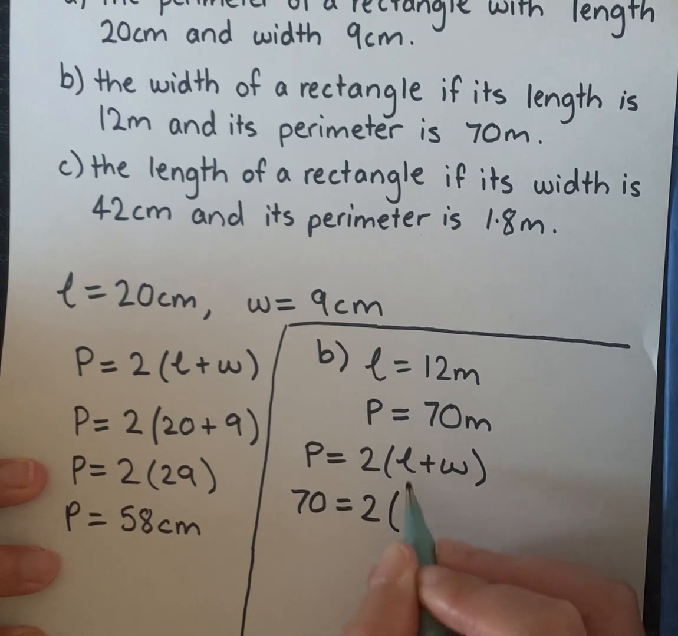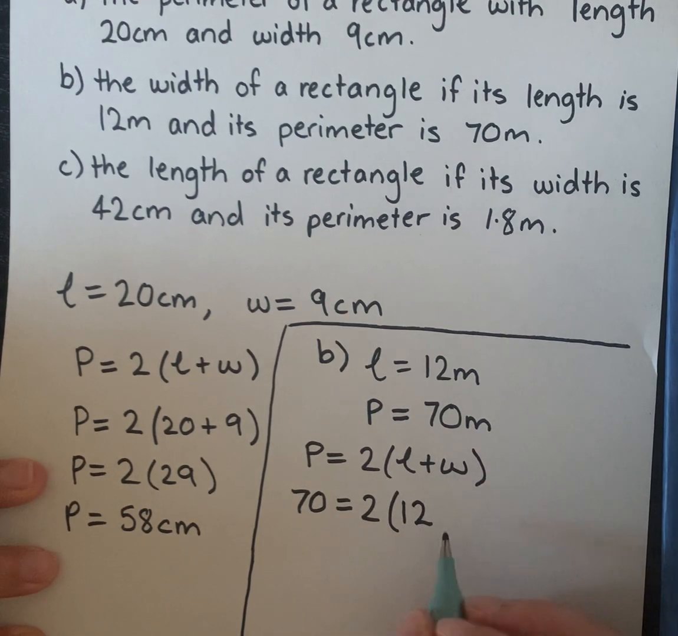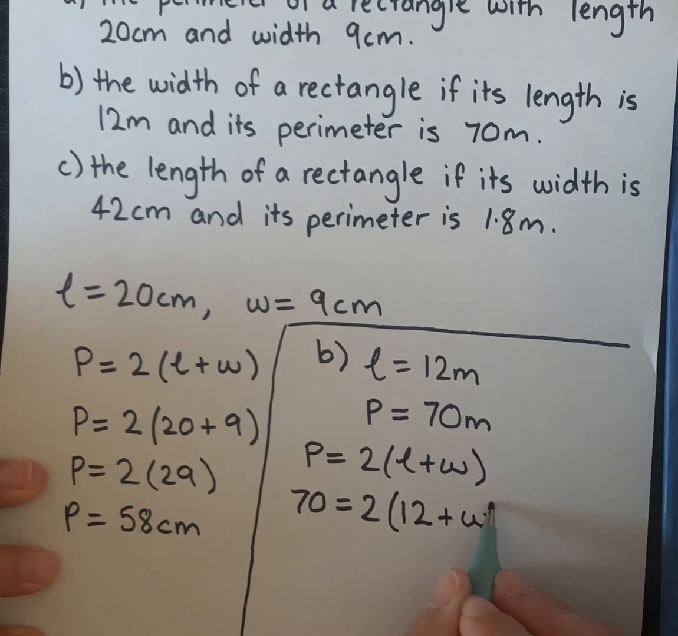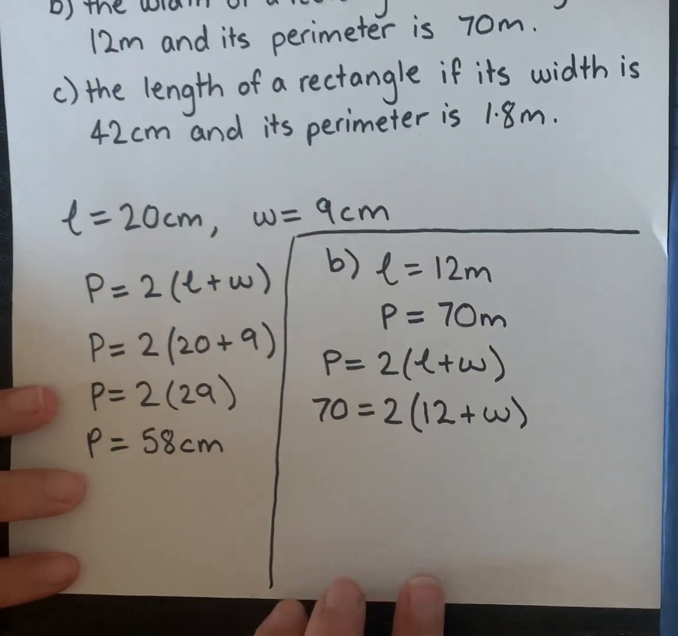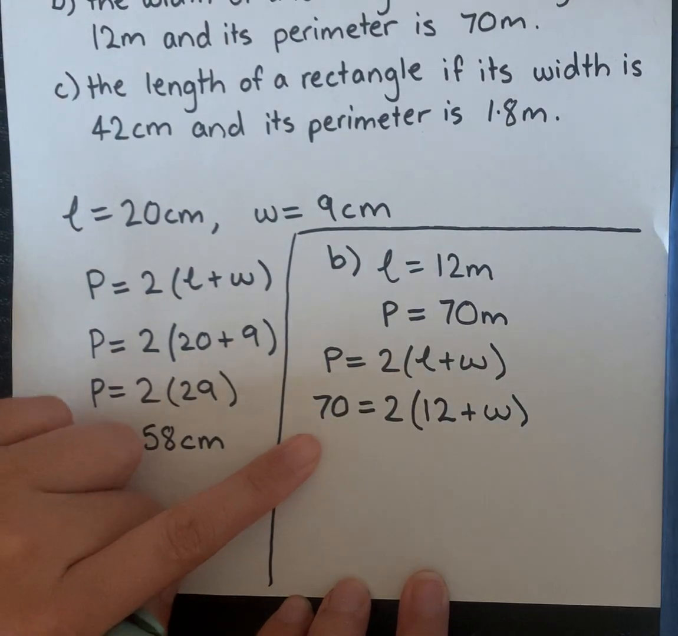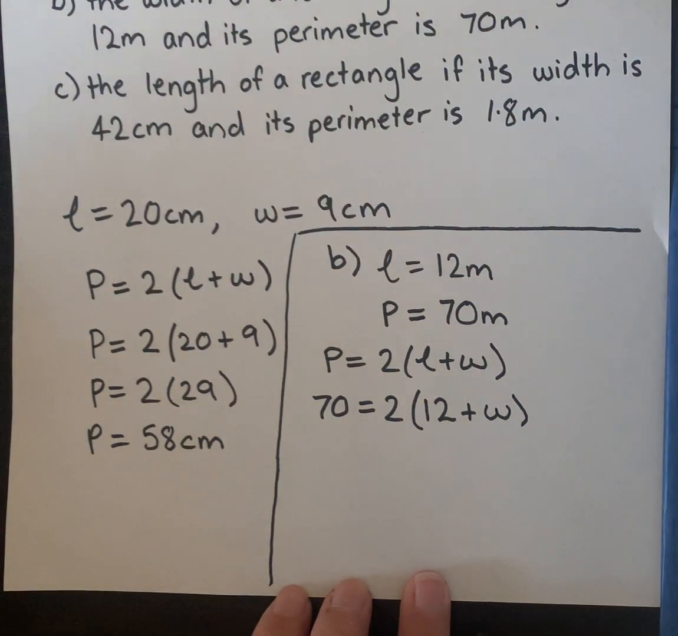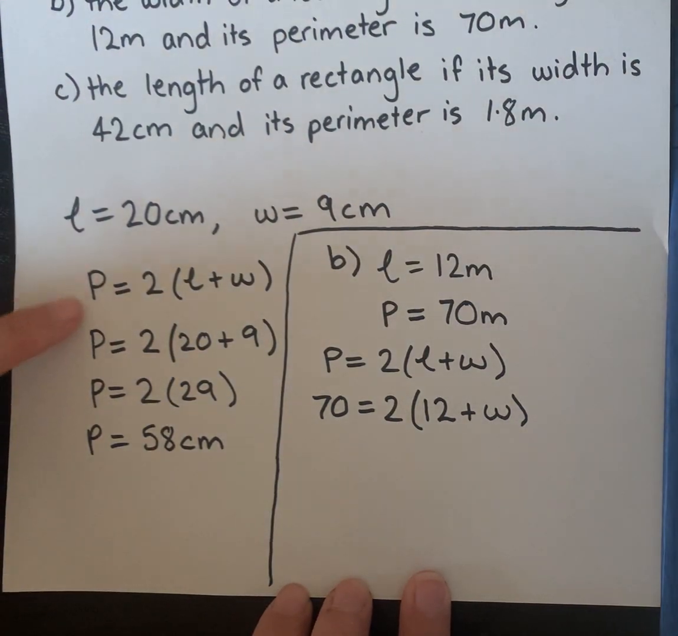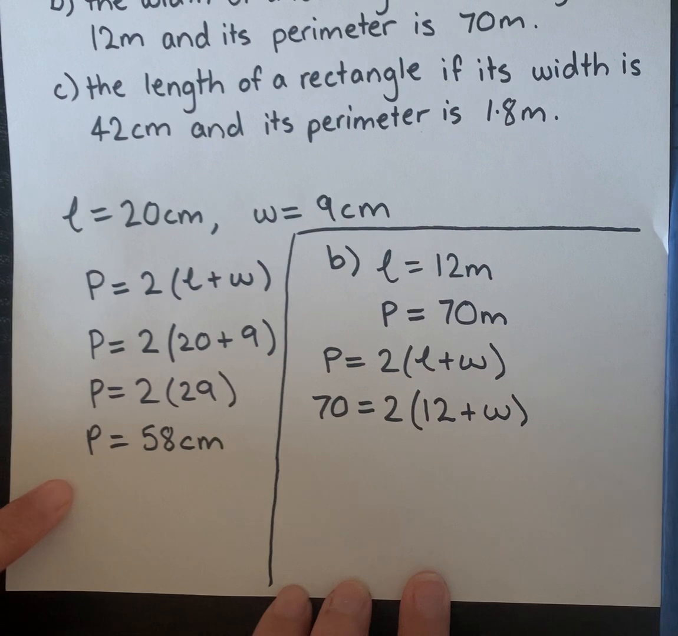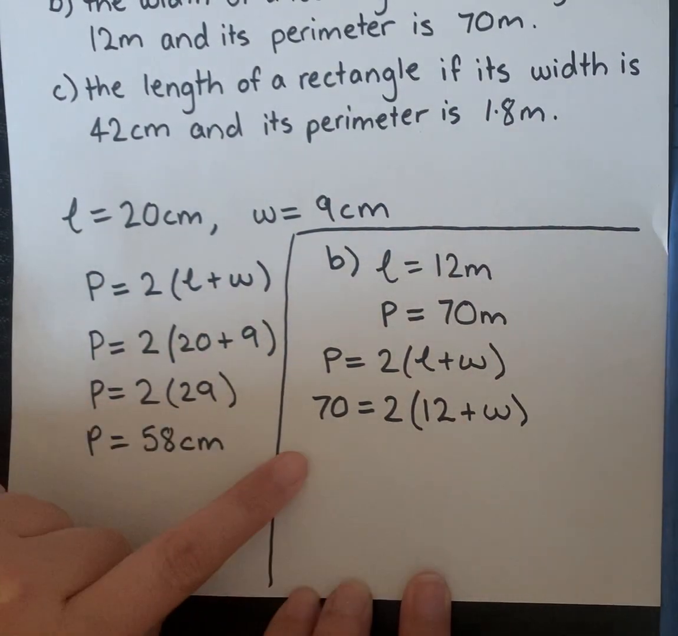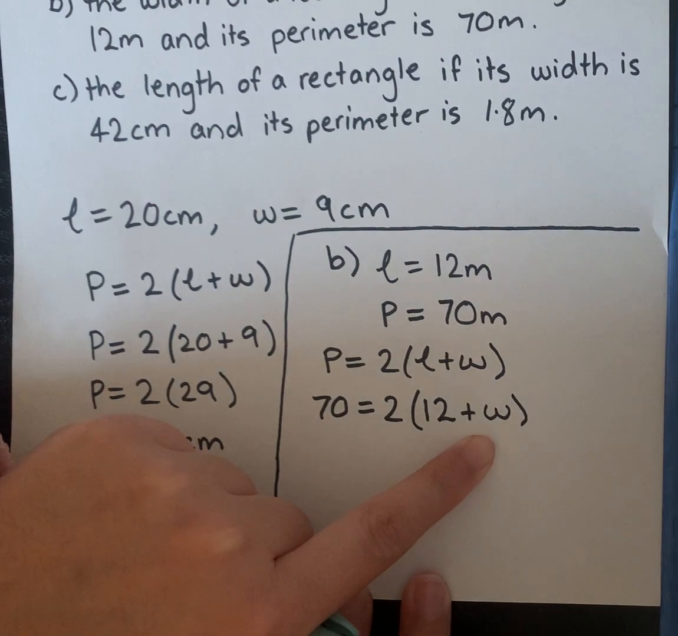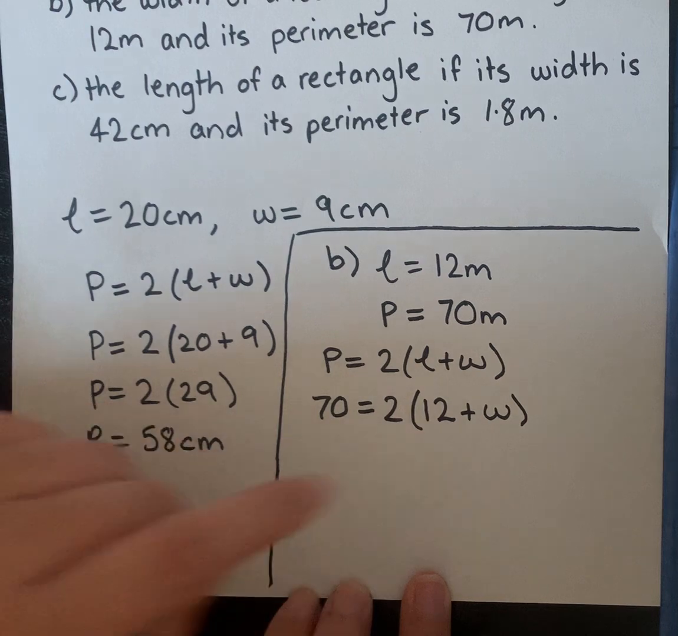Do we know L? Yeah, we know L is 12. Do we know W? No, we don't know W yet. So it's a little bit more complicated than the last one because in the first one, they were asking us to find P, and P was the subject of the formula. So it was really easy because P was already on the left-hand side and everything on the right-hand side was a constant. But now we just need to do a bit of rearranging because we've got our variable inside the brackets over here, so we can't quite work it out yet.